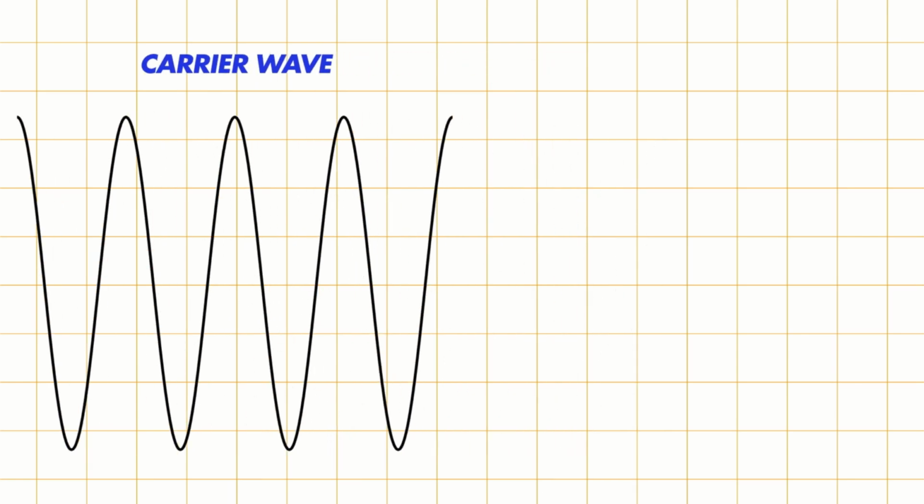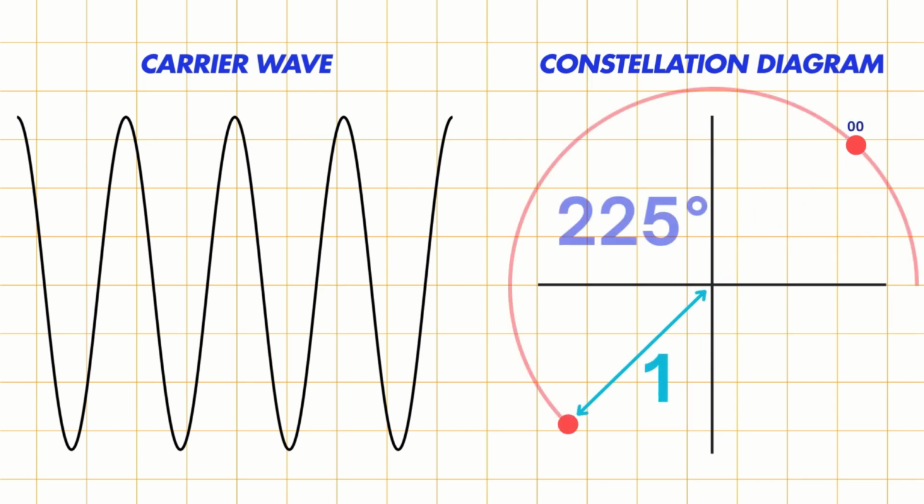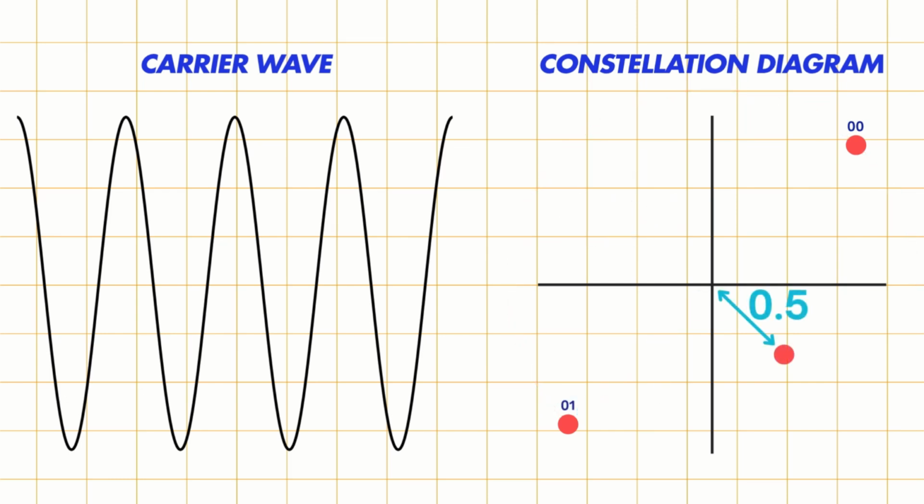Before transmission, the two devices agree on a codebook, a mapping that links specific combinations of amplitude and phase to bit patterns. For example, an amplitude of 1 with a phase of 45 degrees might represent 0, 0. The same amplitude with a phase of 225 degrees could represent 0, 1, while an amplitude of 0.5 with phases of 315 degrees or 135 degrees could represent 1, 0 and 1, 1 respectively.